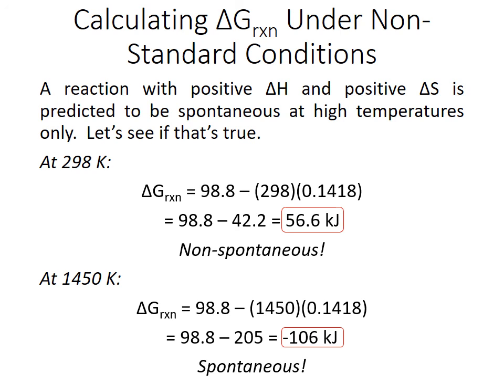So there you have it. If you're trying to use the Gibbs free energy equation, first calculate your delta H and your delta S. Make sure that your delta H and delta S are in the same units. Plug them into the free energy equation and just crunch your numbers. There you go.